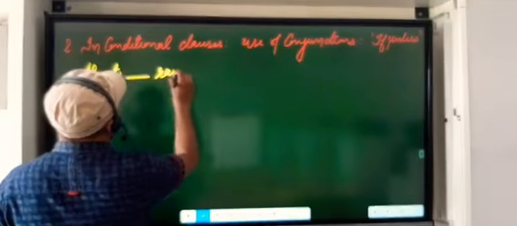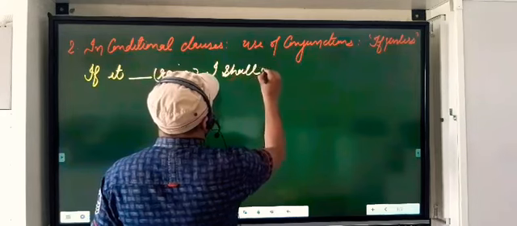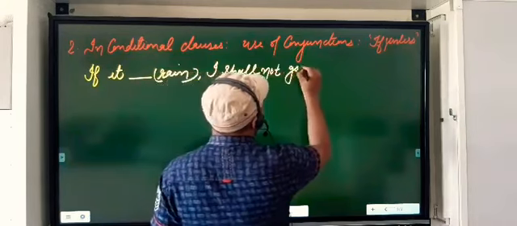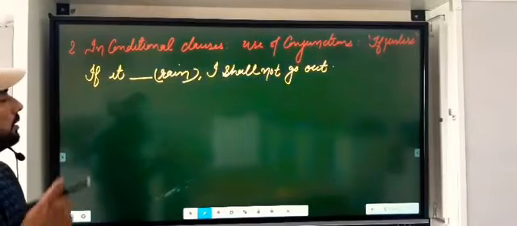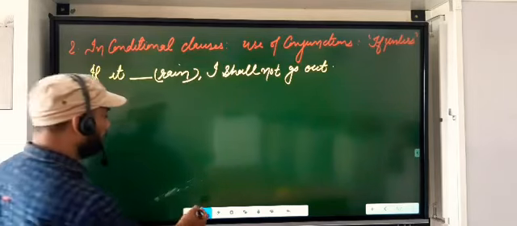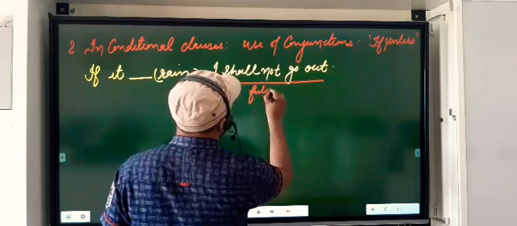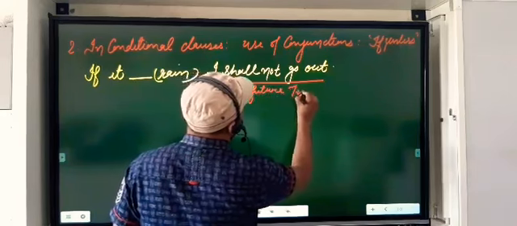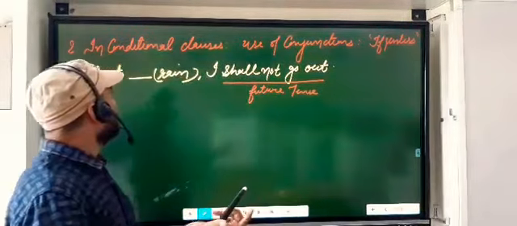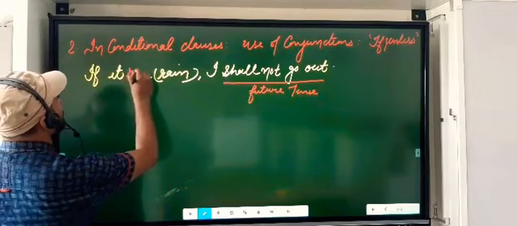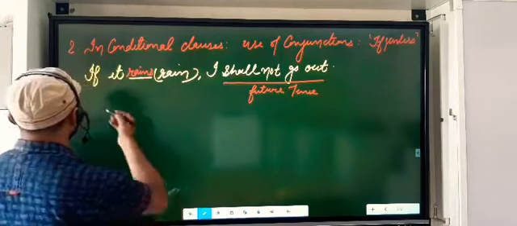For example, we can take some examples here. If it rains, I shall not go out. If it rains, I shall not go out. Here we find that this portion is given in future tense. So similarly, like the time clause, here we use present indefinite tense. Same rule is applicable. One more example.